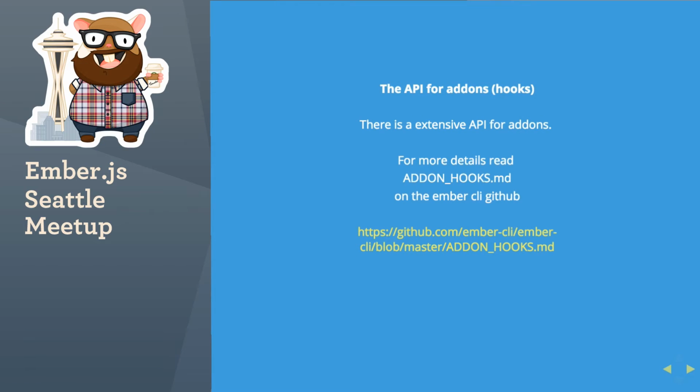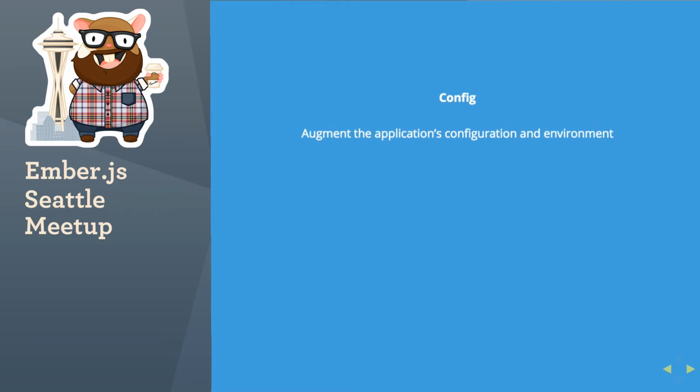Okay, so the API for add-ons, there's numerous hooks, and a lot of this is just sort of cribbed from this document. You should just go check out the Ember-Cli repo and check out the add-on hooks markdown document. It's got a pretty long, detailed document. It's pretty good. And some actual code examples. I don't have a lot of code examples. I'm just going to go through these quickly just so you get a sense of them, and then there's more details with this document.